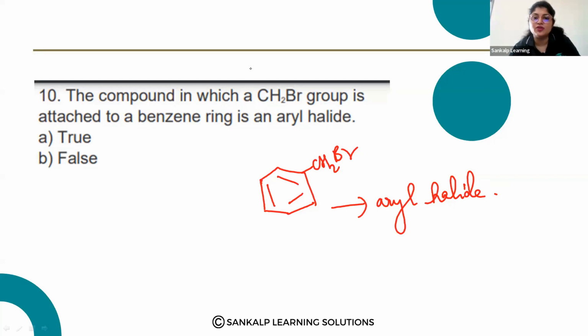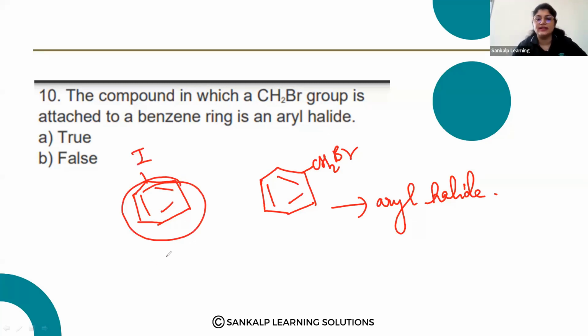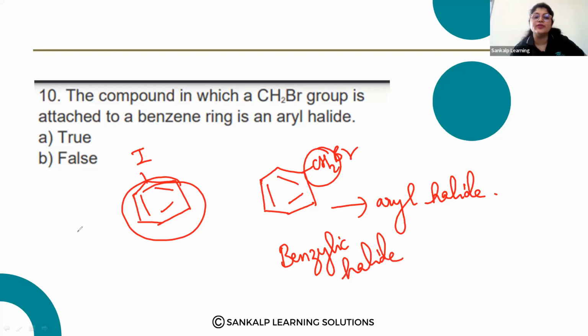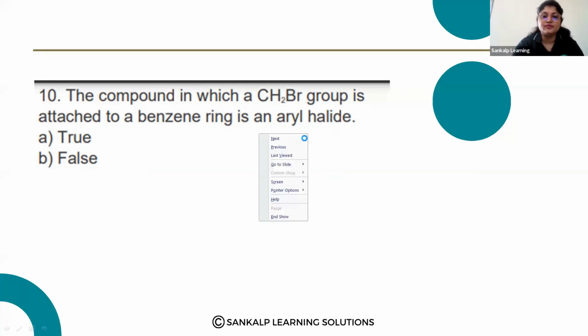We have seen the previous example. When the halogen atom is linked directly to an aromatic ring, it is called an aryl halide. So this is a benzyl halide. This is an example for a benzylic halide. So it is false. The compound in which a CH2Br group is attached to a benzene ring is not an aryl halide, but a benzylic halide. I hope it is clear.